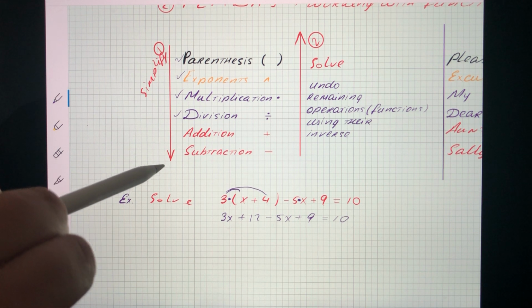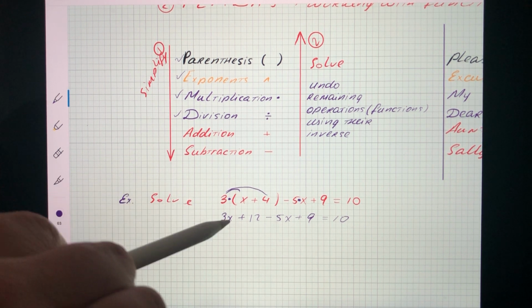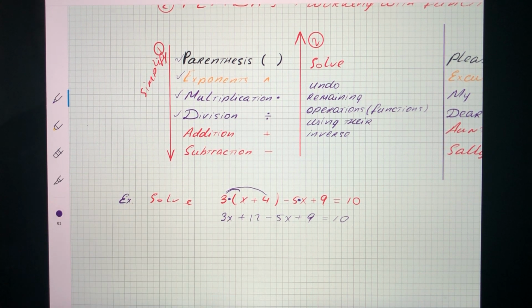Addition. Now we only add the terms that are always true. 3x minus 5x will always be the same no matter what x is, because 3 of these things minus 5 of them makes minus 2 of them, whatever they are. 12 plus 9 happens to be 21. So that concludes our addition and subtraction. At this point, the simplification is finished.